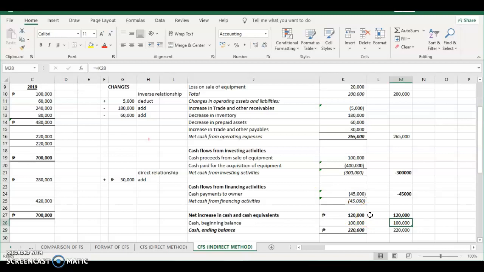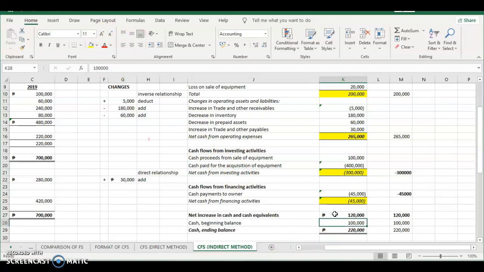Class, take note that is increase kasi positive. Positive yung ating difference nitong tatlong activities. Net cash from financial. Ito yung i-add natin. Highlight ko. Ayan. Okay. Tapos sinama ko tong 200,000. Okay, pinag-add lang natin yan. So, with that is 120,000.